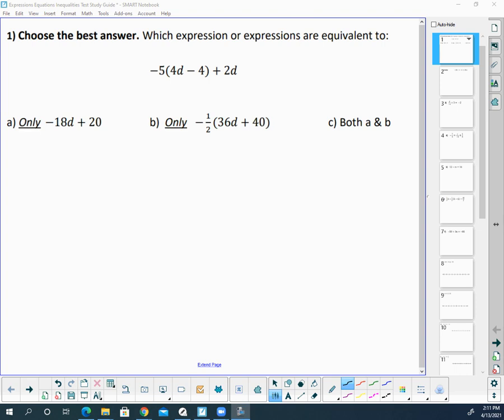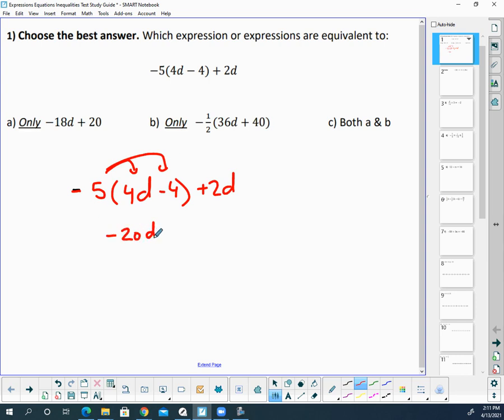So the first question in the study guide: which expression or expressions are equivalent to the given expression here? To make some room, I'm going to write these down here. So -5, open parentheses, 4d minus 4, close parentheses, plus 2d. Well, we're going to start by distributing -5. So -5 times +4 is -20d. -5 times -4 is +20, plus 2d.